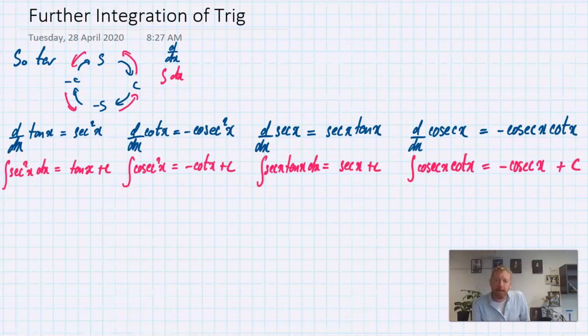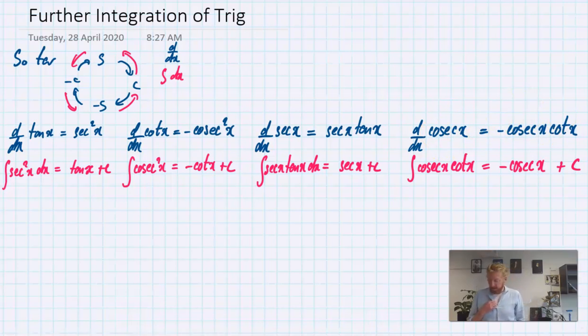So that leads us to the integrals. Obviously, just backwards, the integral of sec squared is tan, cosec squared is minus, because that minus is going to switch over, minus cot x, and so on, just switching those minuses. Okay, so that's what we've got so far.